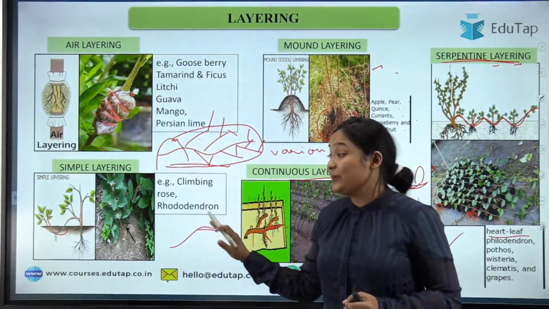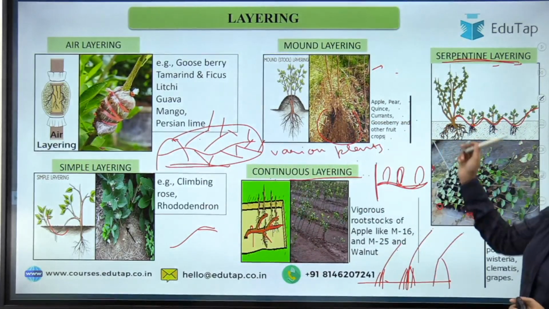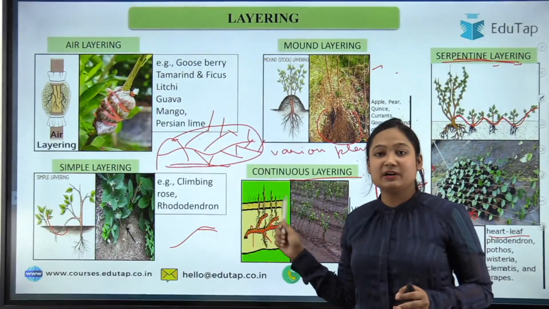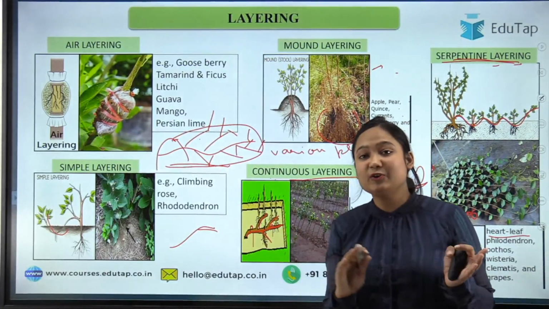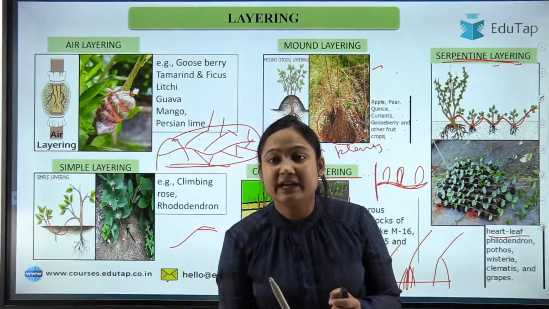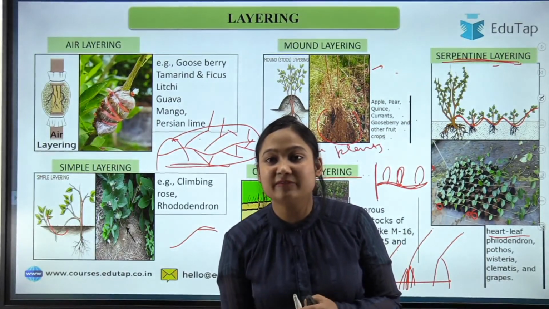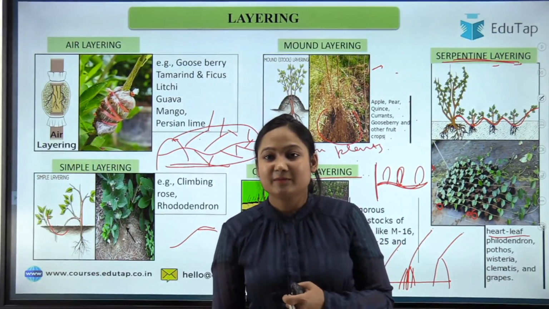So is that clear? Everybody clear? Simple layering, continuous layering, and serpentine. It seems like confusion is appearing here. Everybody is clear? Raghavi, if you are clear, do let me know. Urmila, if you are clear, do let me know.